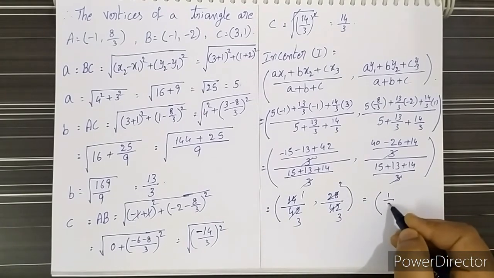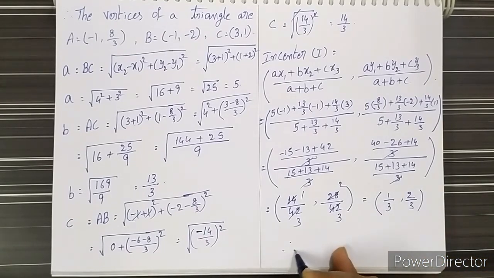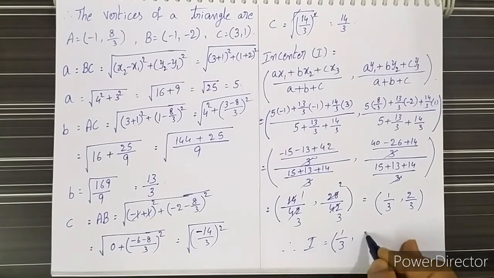Then the incenter is 1 by 3 comma 2 by 3. Therefore, incenter I equal to (1/3, 2/3). This is the incenter. This is our required problem solution.